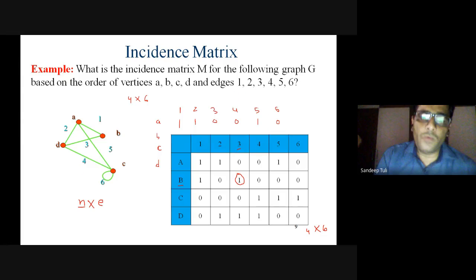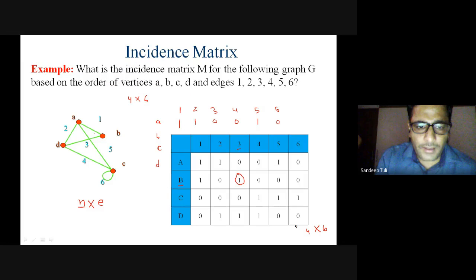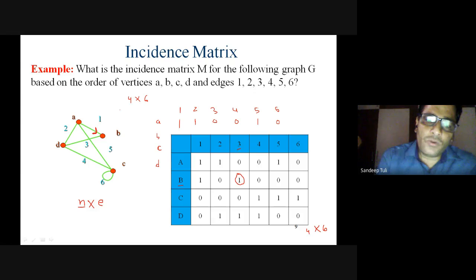Okay, now what should be the case of an undirected graph? Just look at that. Suppose I have a direction from A to B. So now tell me what you will say. One is incident on B, or one is incident on A. One is incident on B. Is it okay to all now?